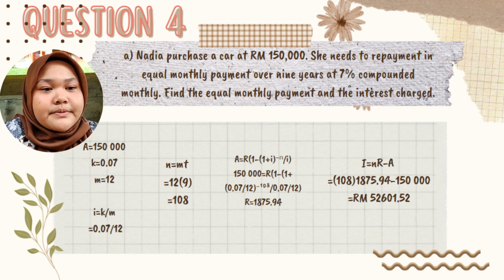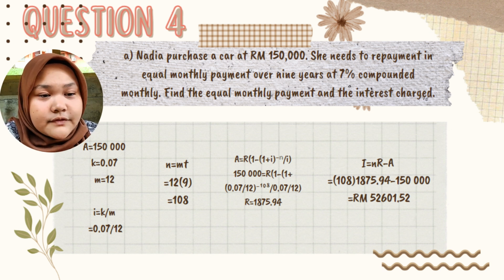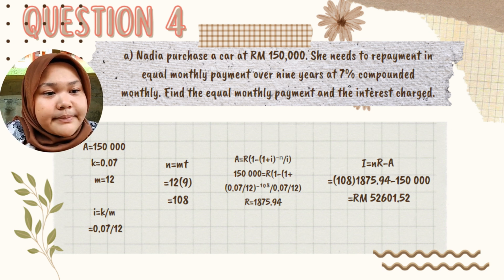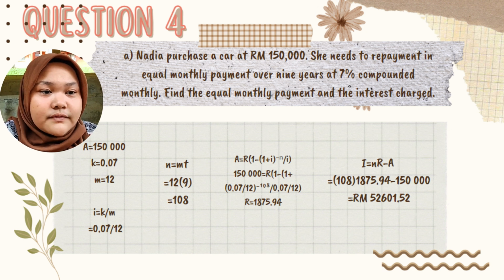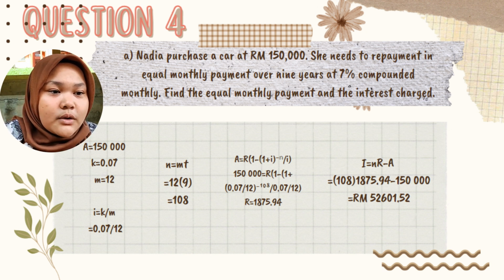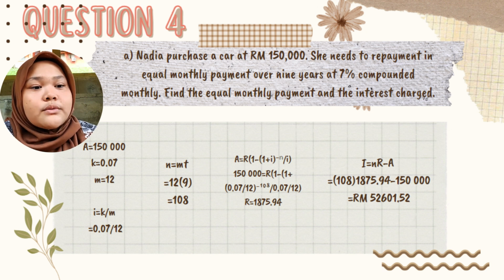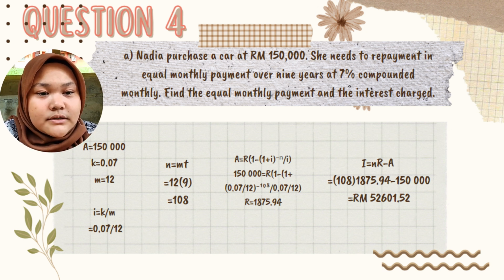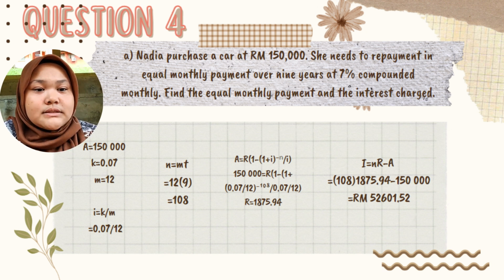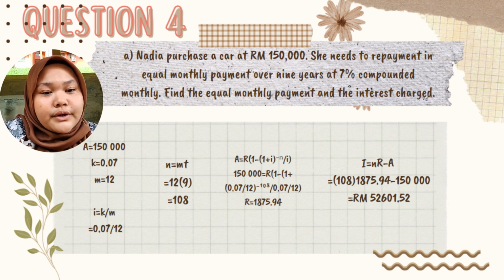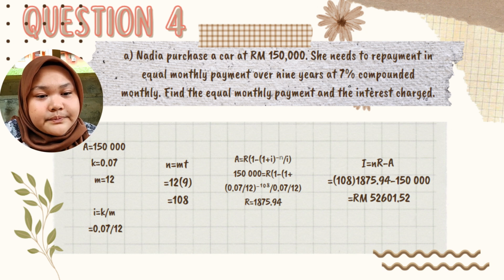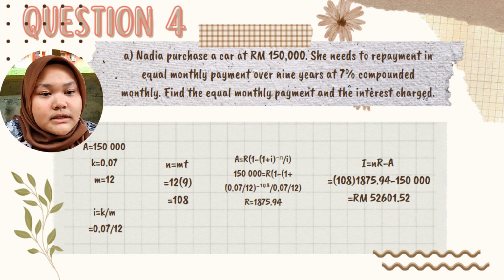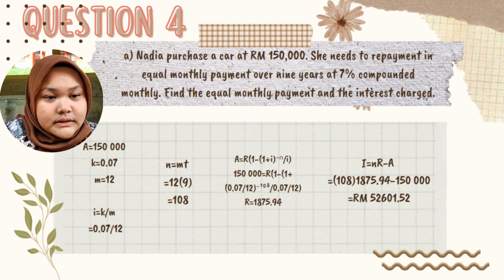Question 4A. Nadia purchased a car at 150,000. She needs to repay in equal monthly payments over 9 years at 7% compounded monthly. Find the equal monthly payment and the interest charge. A is 150,000. k is 0.07. m is 12. i equals k per m, where k is 0.07 and m is 12. n equals mt, where m is 12 and t is 9.